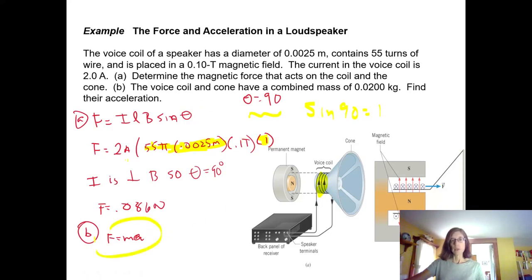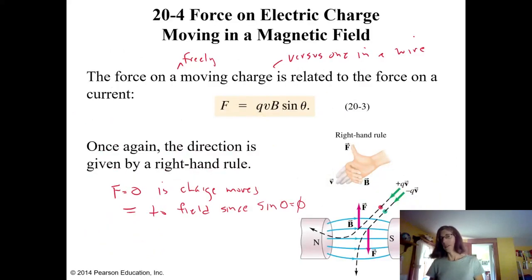And to do that, you could just use Newton's second law, going back to physics 1, to find that force. So that's an example of that sort of problem. We can also have a force on an electric charge that's moving in a magnetic field.